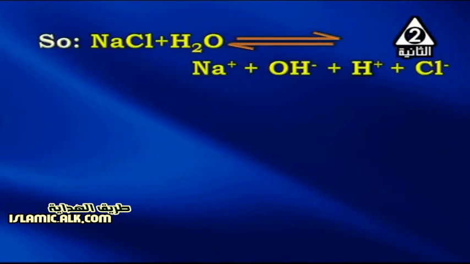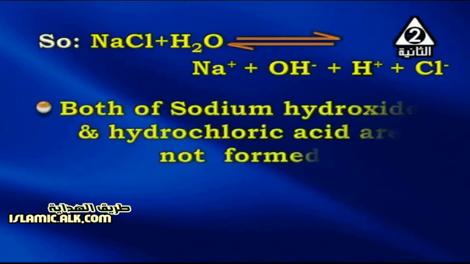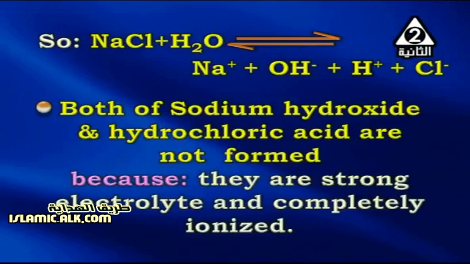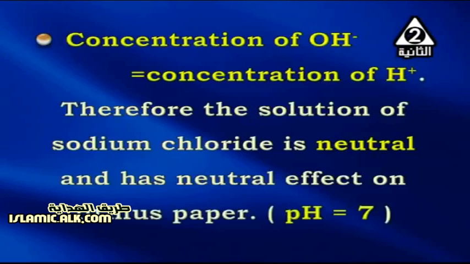And the sum of these two equations gives sodium chloride plus water gives the sodium ion and the hydroxide ion and the hydrogen ion and the chloride ion. So both of sodium hydroxide and hydrochloric acid are not formed because they are strong electrolyte and completely ionized. While here the concentration of hydrogen ion equals the concentration of hydroxide ion, so the solution of sodium chloride is neutral and has neutral effect on litmus paper and pH equal 7.